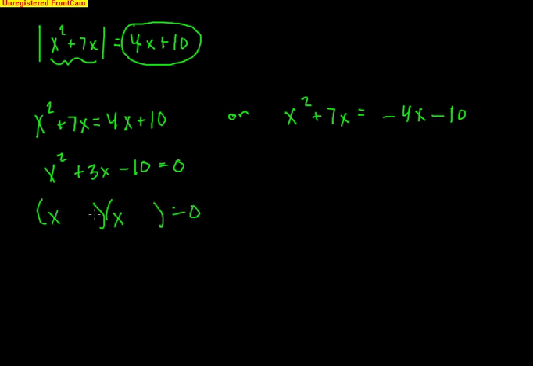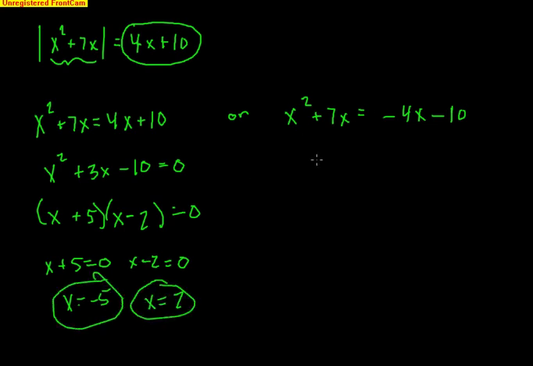x and x. Let's see, I need a plus 5 and a minus 2, because that's going to make the negative 10 in the back, and a 5x on the inside and negative 2x is going to make the 3x. So one of these values must be 0. We've done this a lot recently. So let's see, subtract 5, I get x equals negative 5. Add 2, I get x equals 2. So there's some solutions right there.